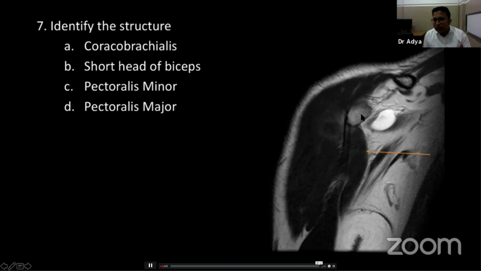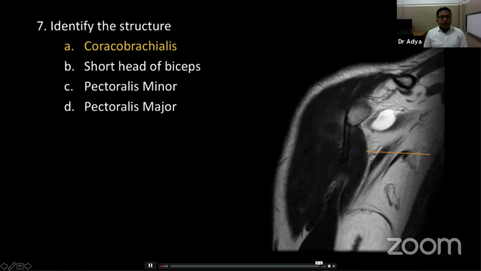So three structures are attached to the coracoid process. To the lateral part of the apex, that is the short head of biceps. This is the coracobrachialis, and with the body of the coracoid process, the pectoralis minor gets attached. So the correct answer is A, coracobrachialis.